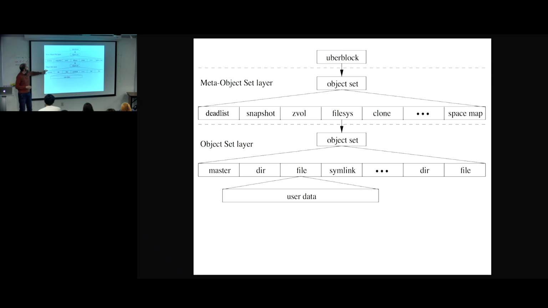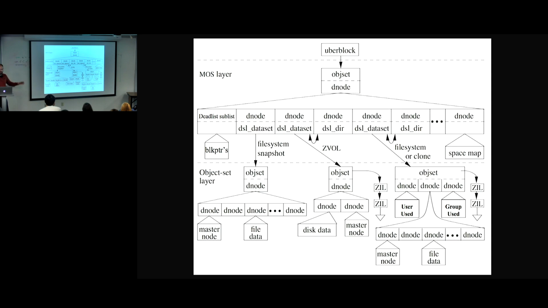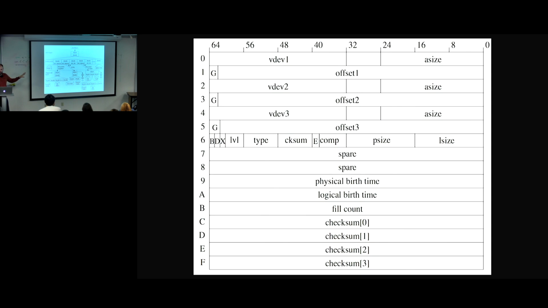And then within each object set, including the MOS, there's an array of what we call dnodes. This is a data structure that corresponds to each object. An object is just like a file. And each of these triangles corresponds to a tree of indirect blocks. This is a more detailed picture of that.